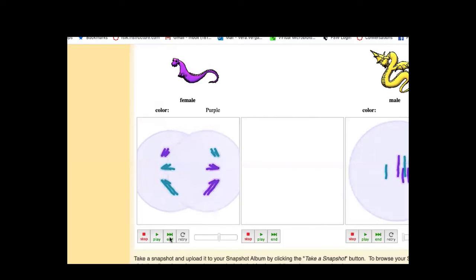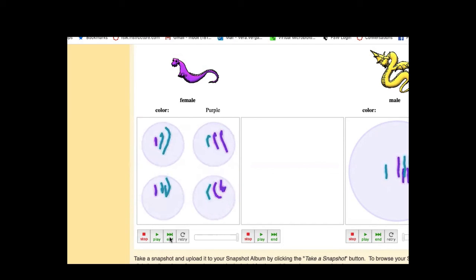And if you wanted to speed it up, it actually shows the process of meiosis slowly for you to watch. And ultimately, each parent is going to produce 4 gametes. So there's the eggs. And then you can actually hover over them and see what traits are in each egg.